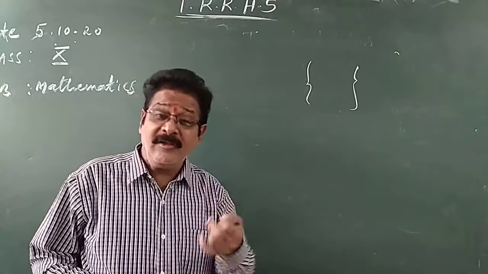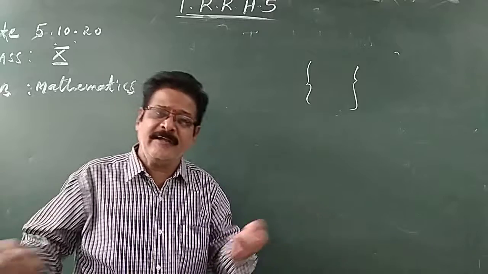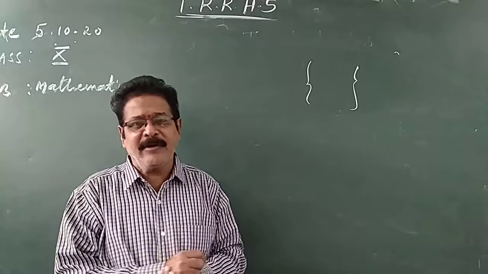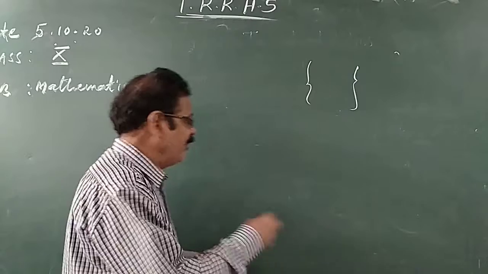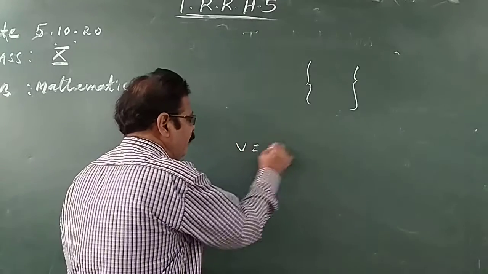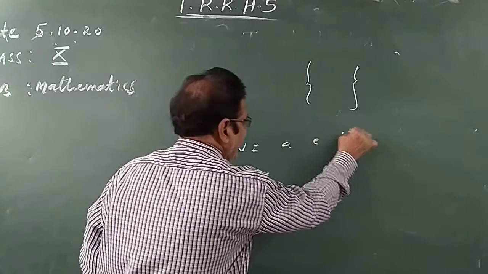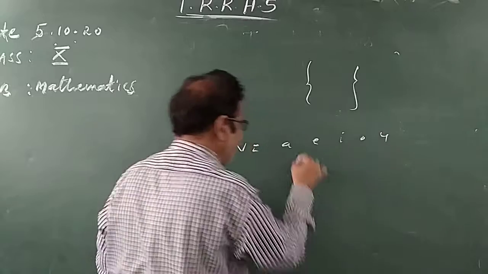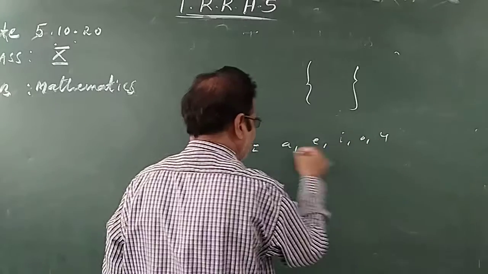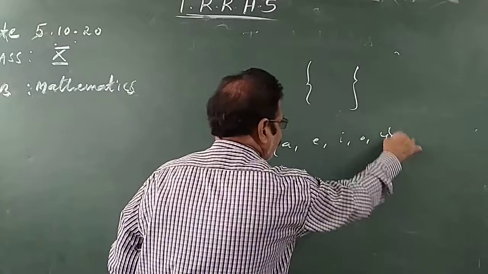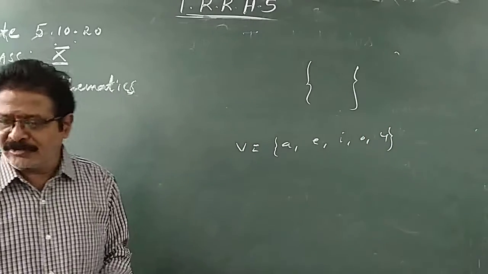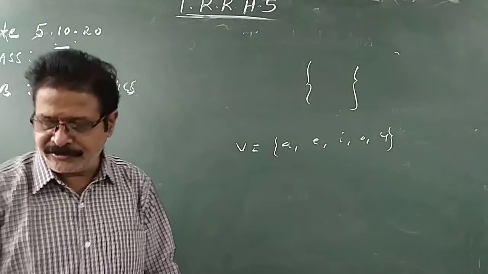What is roster form? Listing the elements. The process of listing elements in a row and separating them by commas is called roster form. Example: the set of vowels in the English alphabet. B is equal to {A, E, I, O, U}. These are separated by commas and enclosed within the braces. This type of writing a set is called roster form.